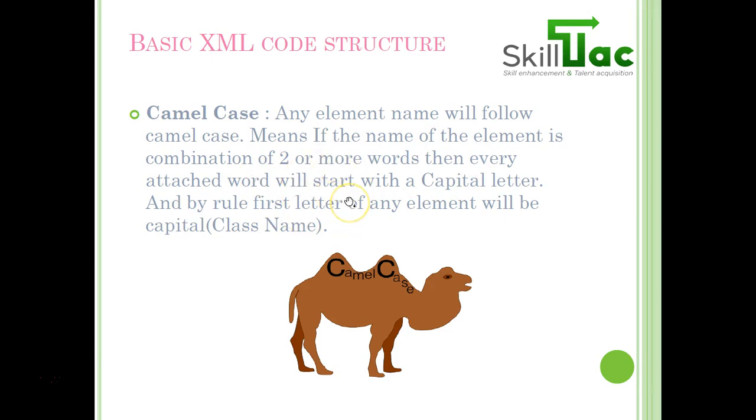So what does this mean? This means that if we have an element that is made up of a combination of two words, then the first letter of every word will be a capital letter. This basically shows that the capital letter marks the start of a word. So if we have a capital letter here and small letters here and then a capital letter here, we can detect that the second word is different from the first word. That is why we have capital letters at the start of every word if there is a combination of two words. Continuing with this, let us see what the code structure for XML code is.